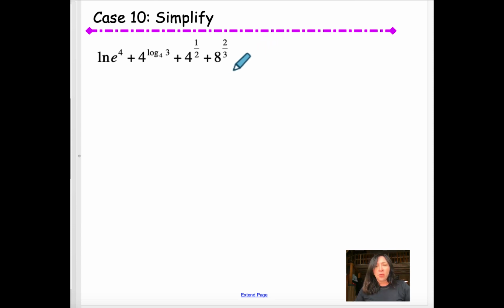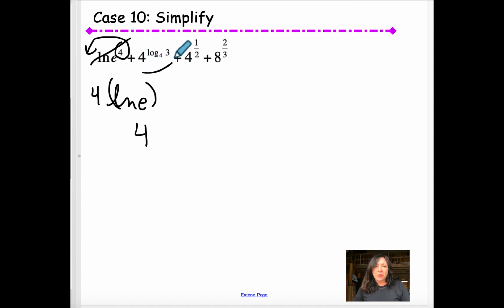Case number 10, you are simplifying this expression. It's not an equation. We're not solving for x. Okay, so power rule. See this 4 here? That 4 is going out front, so that's really saying 4 times ln of e. ln of e is 1, so this is 4. So this is done. This value here, the bases are the same, so that's 3. My answer is 3 plus 3.